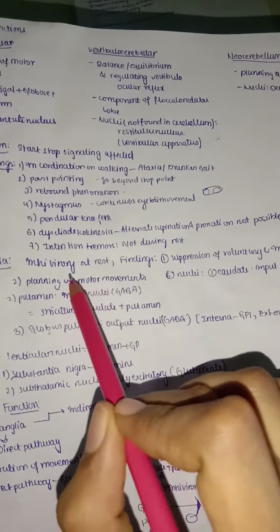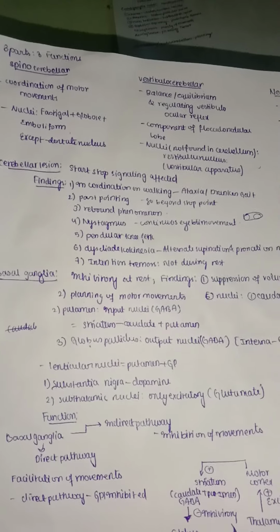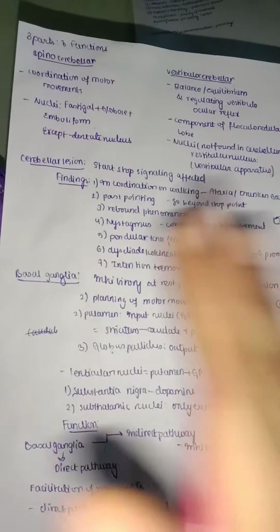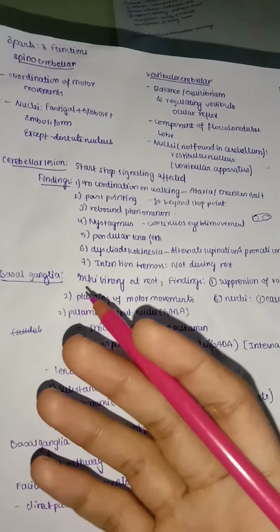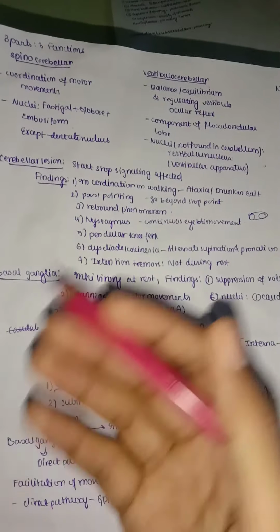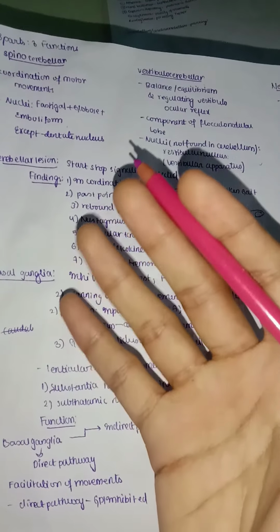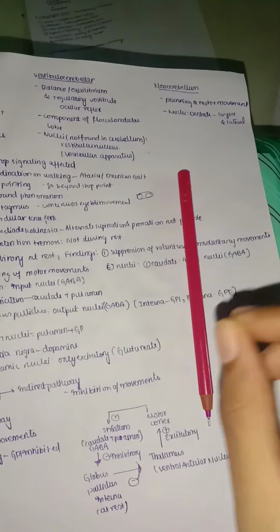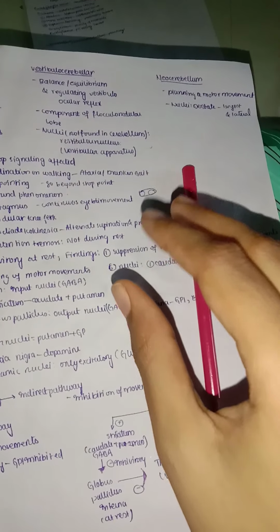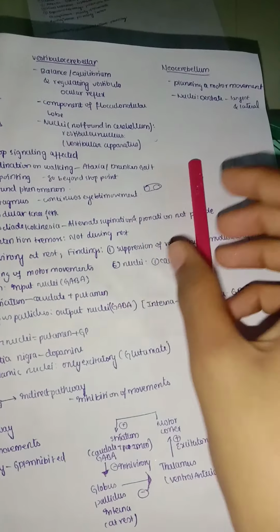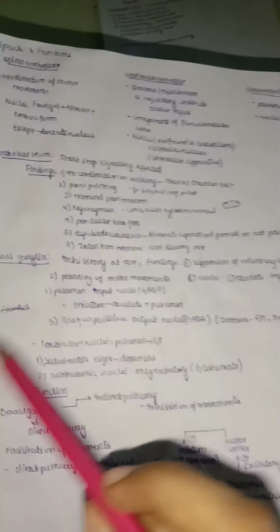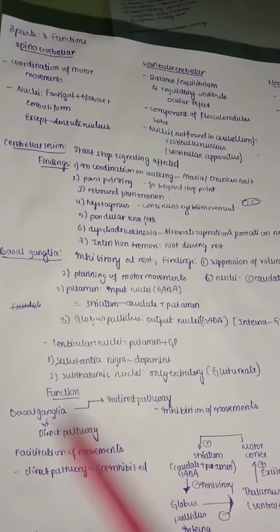And intention tremors, not during rest. Intention tremor means at rest this person will be normal, but if you suddenly ask him to bring some item, then he starts these movements as he brings the item. For example, if I ask a cerebellar patient to catch this pen, he will go like this, like this. That is a tremor. So tremors are seen in cerebellar lesion patients.